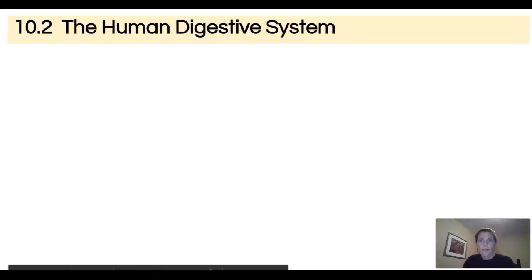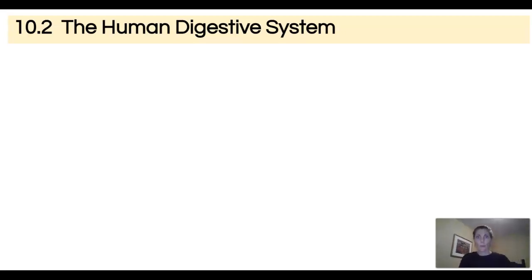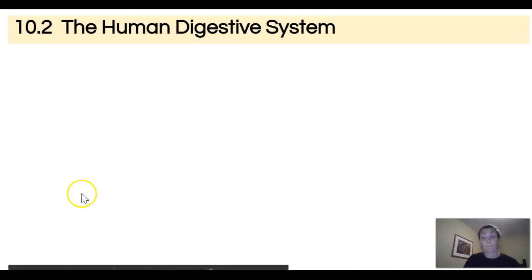So, Chapter 10 of this unit, Unit 4, Animal Systems, involves a discussion about the human digestive system. Luckily for you, you will have seen this in grade 10. And so, a good chunk of what we're seeing today is review, but also an extension of concepts you're already fairly familiar with. So, let's get started.